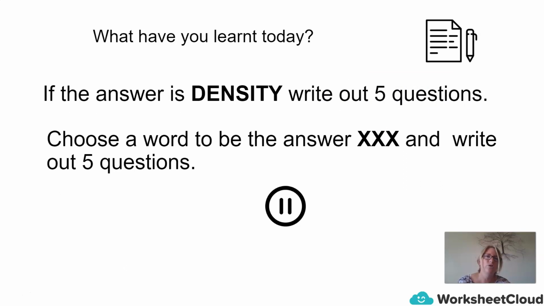So what have you learned today? We go back to our beginning question. If the answer is density, write out 5 questions. What I would like you to do now is choose a word to be the answer. Here I've put XXX, but pick a word that we have covered somewhere in today's lesson, and write out 5 questions that link up to this word, where your chosen word would be the answer. It's quite tricky to do and definitely requires some thinking, but it is really good to get your brain working and thinking out of the box a little bit.